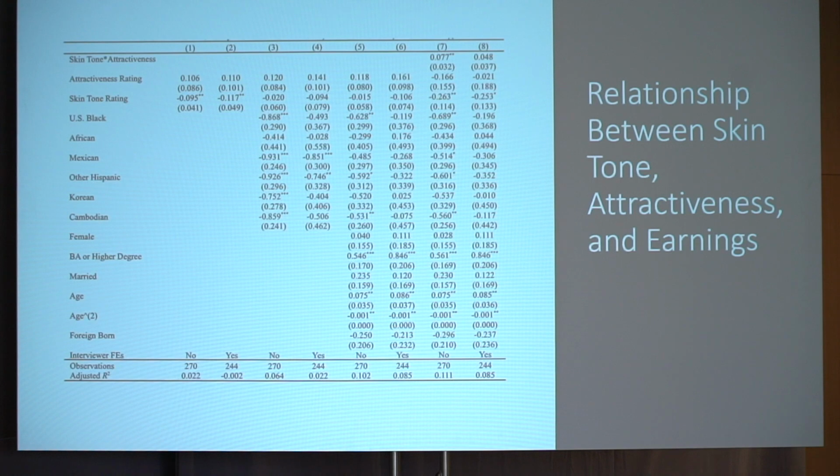In column 7, the coefficient on complexion is negative and statistically significant at the 10% level, and the coefficient on the interaction term is positive and statistically significant, which implies that attractiveness might mitigate the potential penalty of darker skin tones. But then when we add interviewer fixed effects in the last column, we lose our significance on that interaction term. And so it might be that once we control for interviewer biases, that effect goes away. So we can dig a little bit more into that.